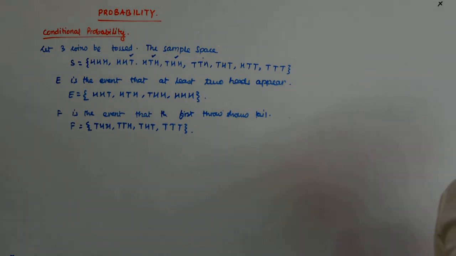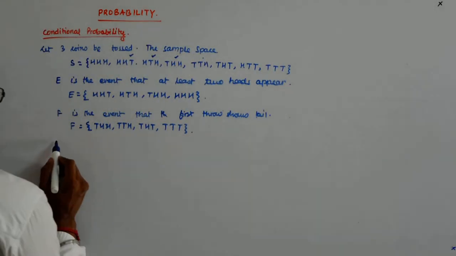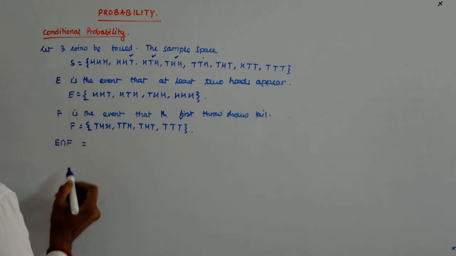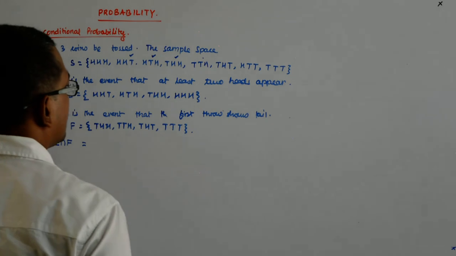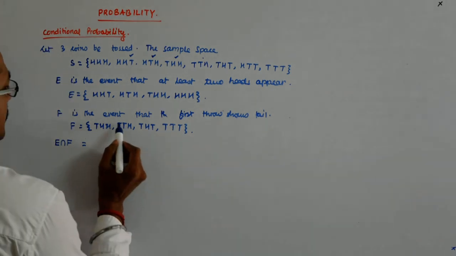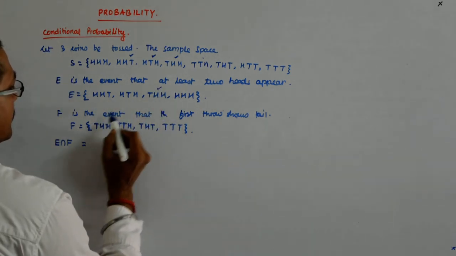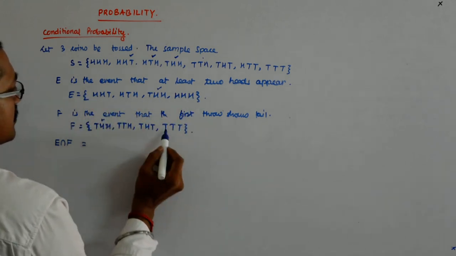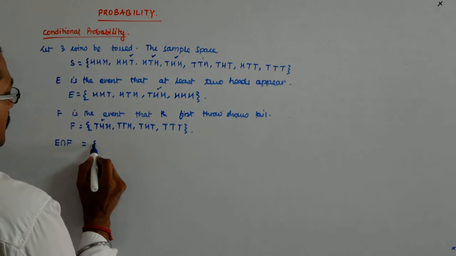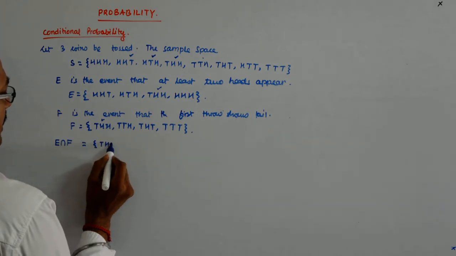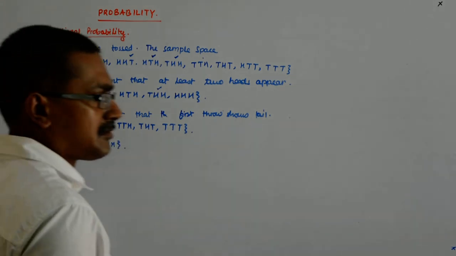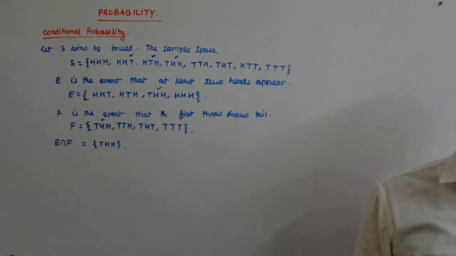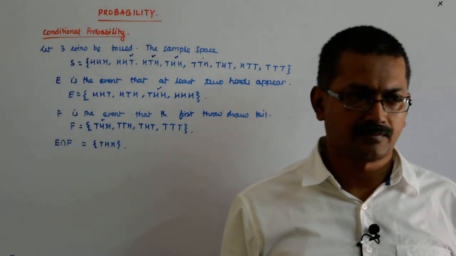Now, can you find what is E intersection F? What is the intersection? This matches with this. This does not. So it is THH. E intersection F is only one event. Okay.